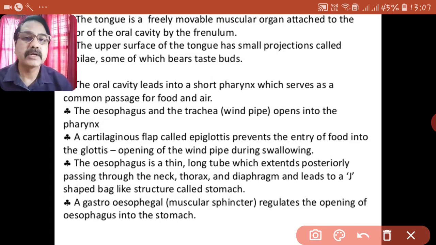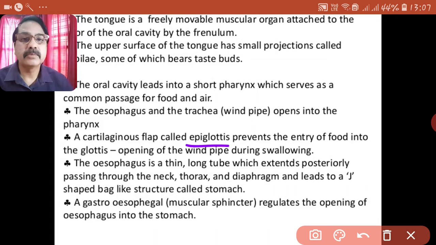The oral cavity leads to a short pharynx, which serves as the common passage for food and air. So our buccal cavity has two openings inside: one is for the trachea, the windpipe, and the other is for the food pipe, which is called the esophagus. The esophagus and the trachea open into the pharynx. A cartilage flap is very important, which is called the epiglottis. This epiglottis prevents the entry of food into the glottis, the opening of the trachea.